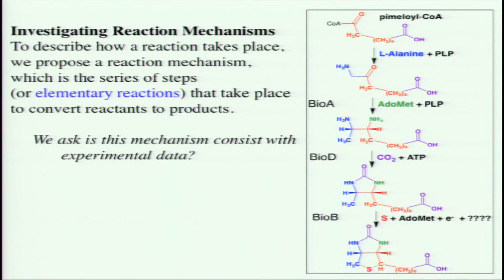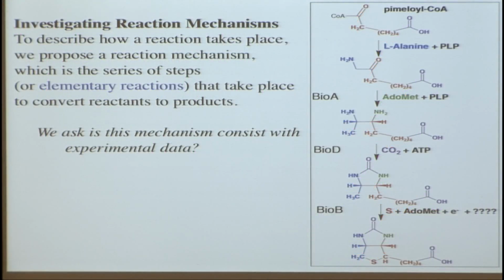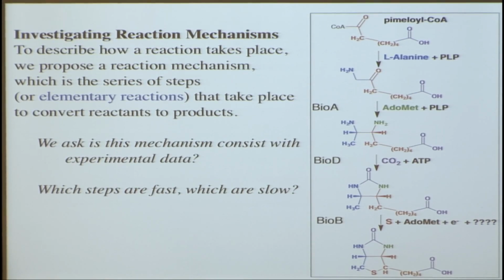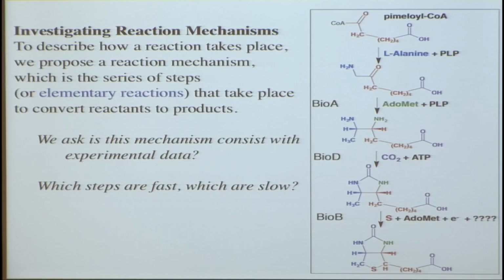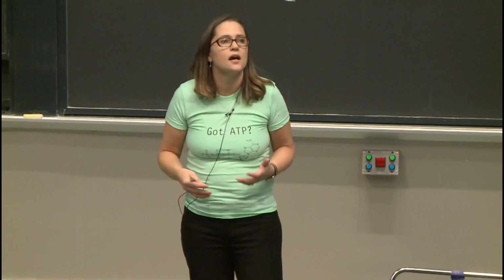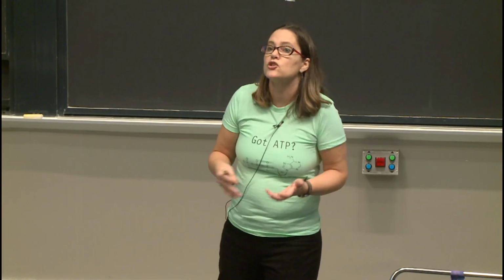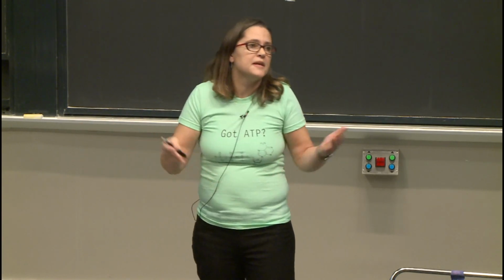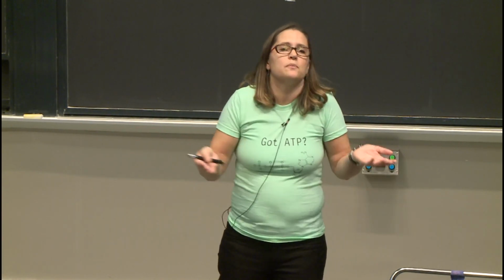So when you're thinking about this, what you want to say is, okay, if we write out a mechanism, is it consistent with the experimental data? And are there fast and slow steps? Because if there's a step that's really slow, maybe you could do something about it. Maybe if you're talking about an enzyme, you could re-engineer the enzyme so it would be a better enzyme. Maybe natural selection didn't particularly work.